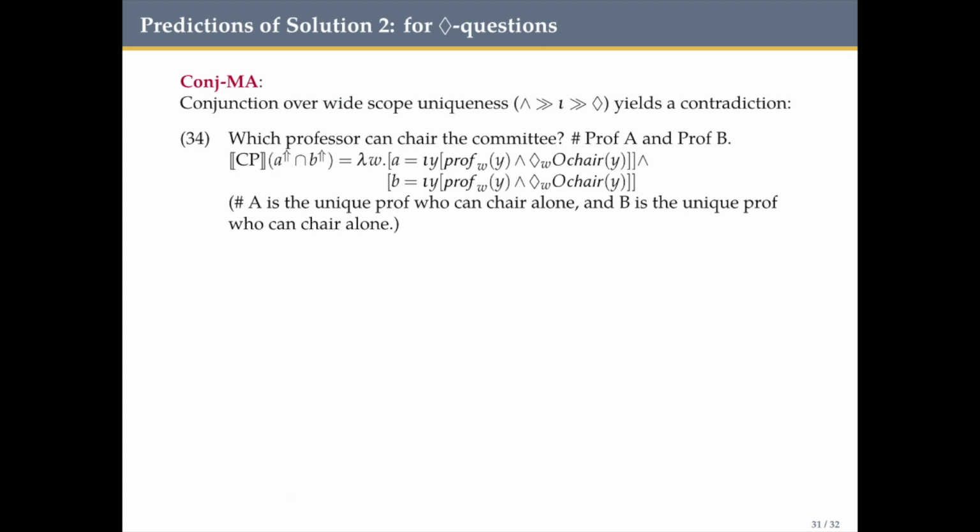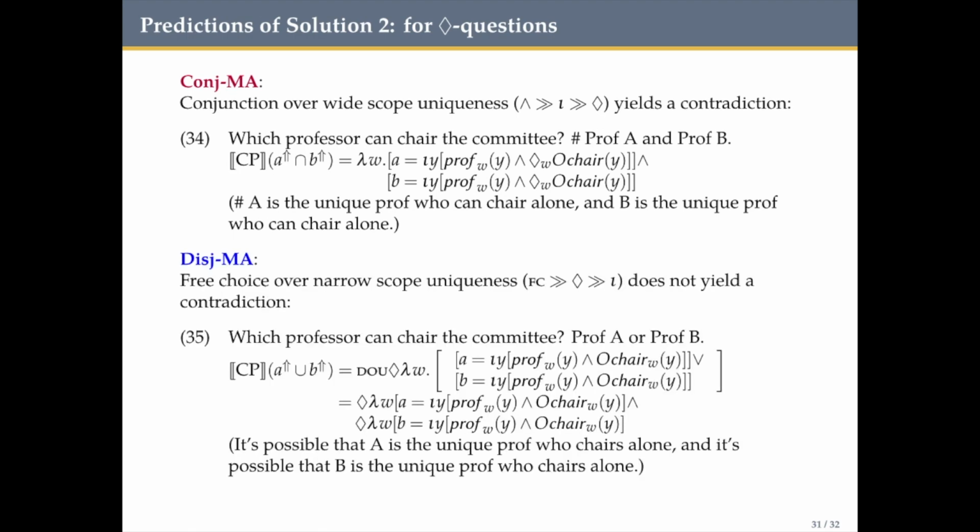So, in prediction, for a singular-marked question, conjunction over wide-scope uniqueness yields a contradiction. It's incoherent to say A is the unique professor who can chair alone, and B is the unique professor who can chair alone. But for disjunctive mention-all, free choice over narrow-scope uniqueness does not yield a contradiction. It's coherent to say it is possible that A is the unique professor who chairs alone, and it is possible that B is the unique professor who chairs alone.